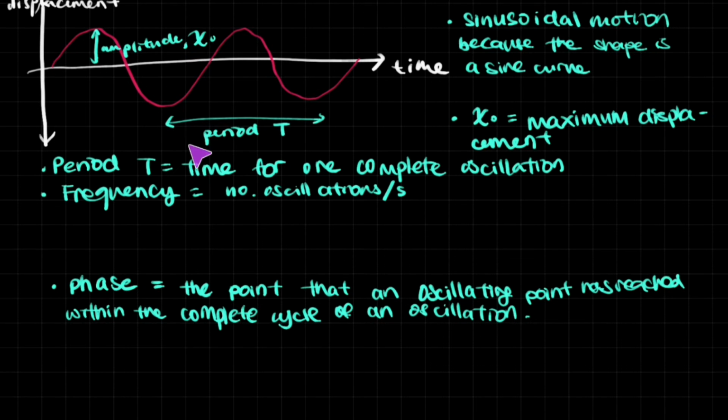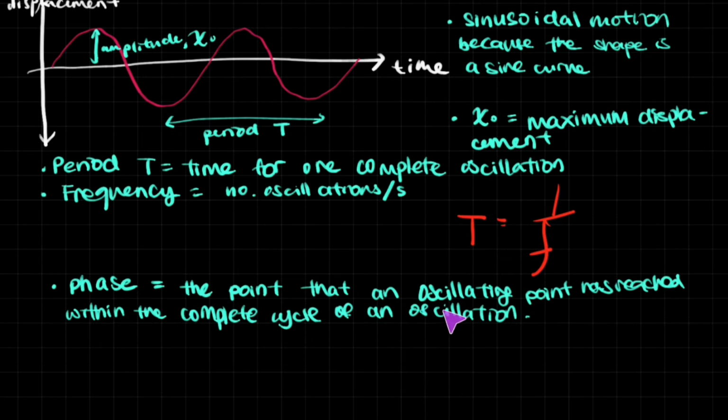The period, you can see either one, this is like a cosine curve sort of thing, or you can just look at one sine curve. The period is the time for one complete oscillation. The frequency is the number of oscillations per second. Just do T equals 1 over frequency.